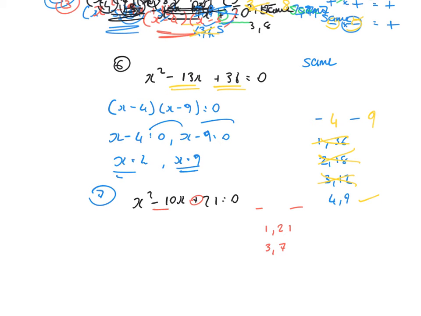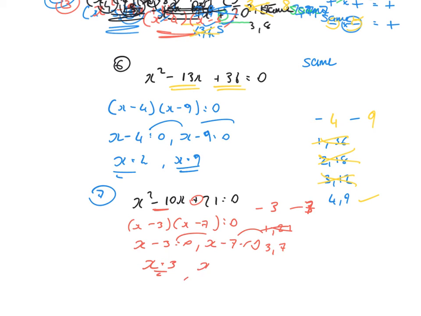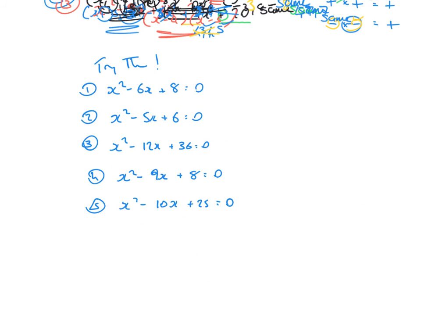Which pair can I use to get minus 10? It's 3 and 7, minus 3 and minus 7. x minus 3, bracket x minus 7 equals 0. x minus 3 equals 0, x minus 7 equals 0. Bring them across, change the sign, x is equal to 3, or x is equal to 7.